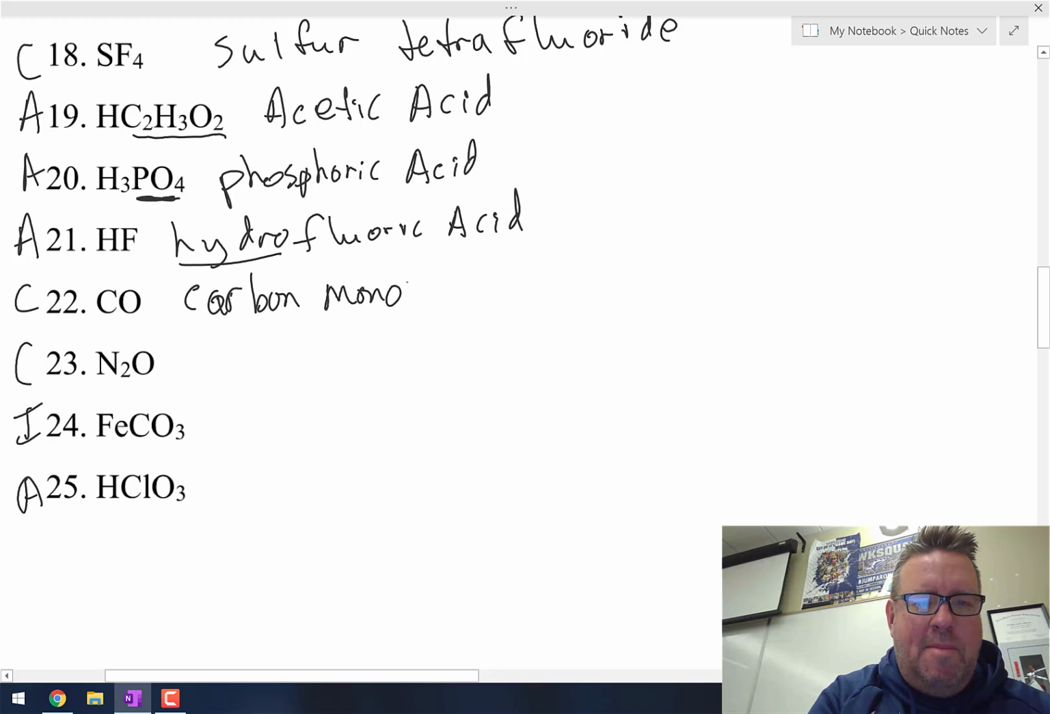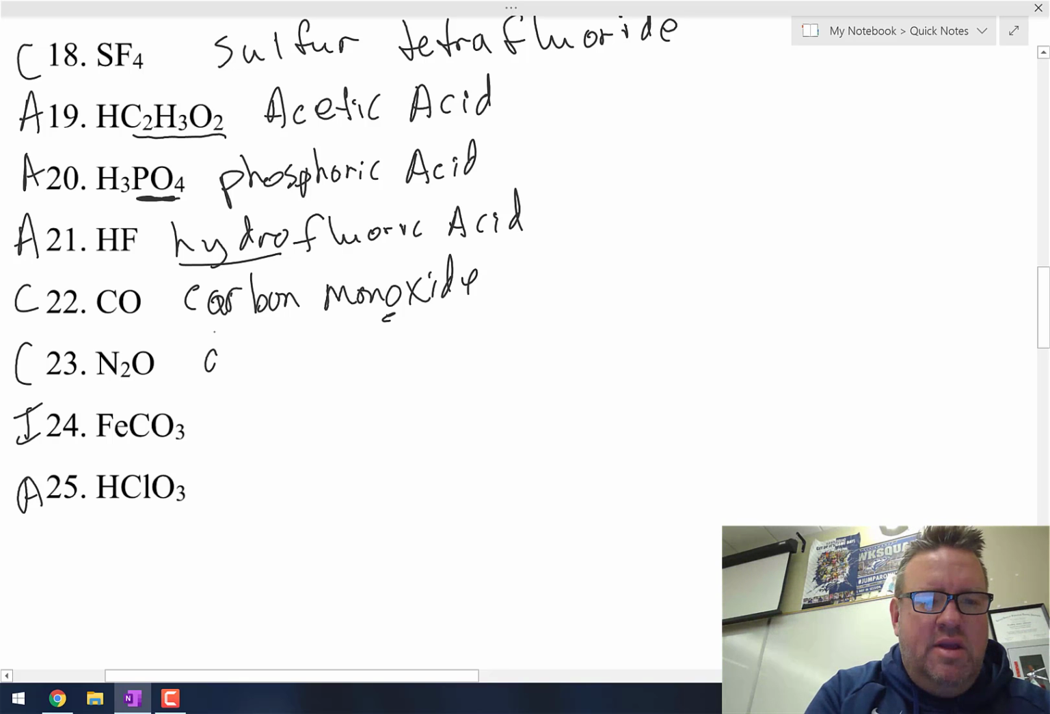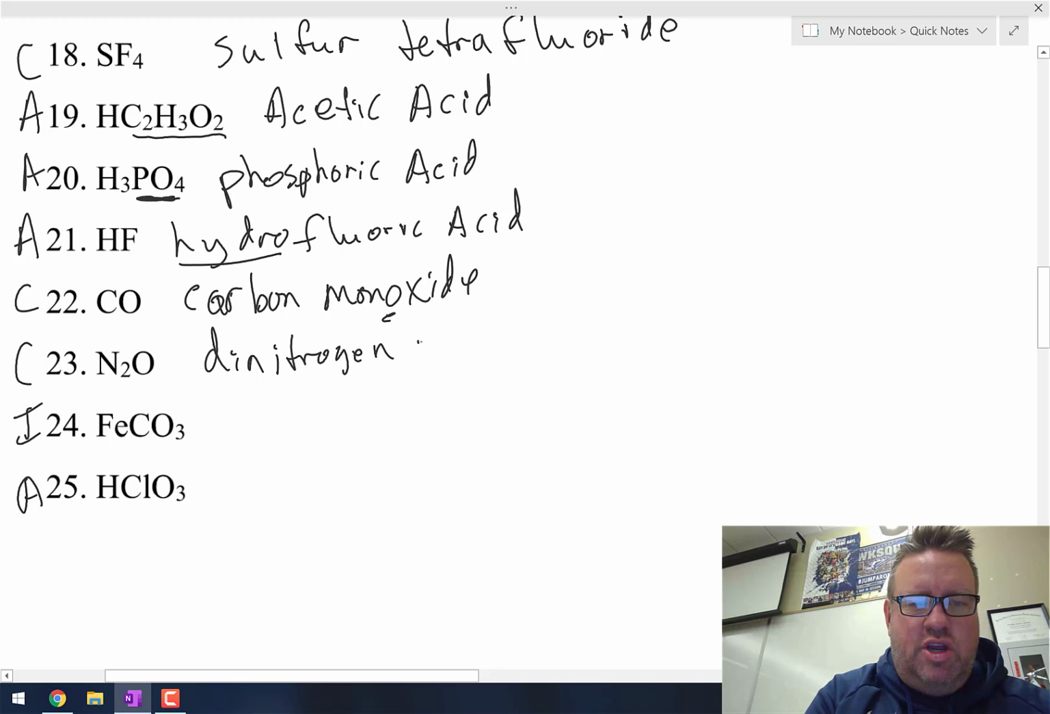And then back to some covalent ones. Carbon monoxide. Notice I don't put the double O there. It's not monooxide. When you put 2 O's together, take one out. Carbon monoxide. Okay, this one would be dinitrogen, also monoxide. And then we've got iron, transition metal, and carbonate.